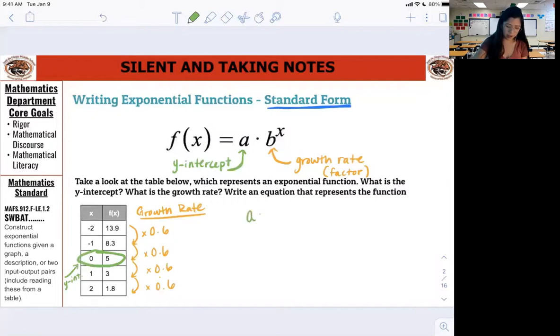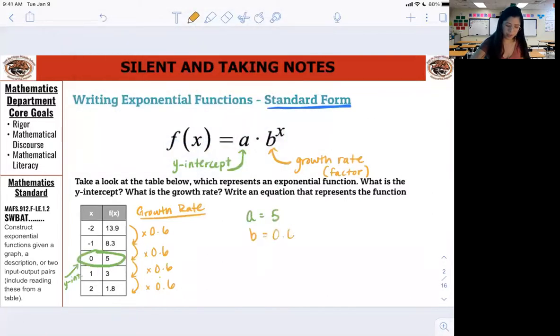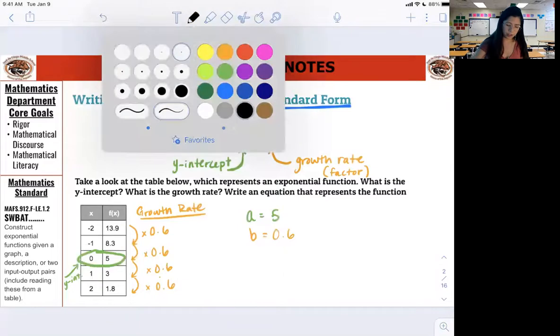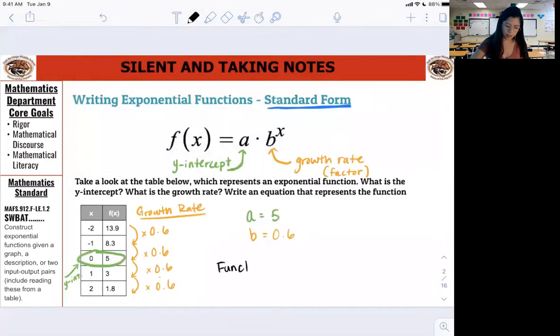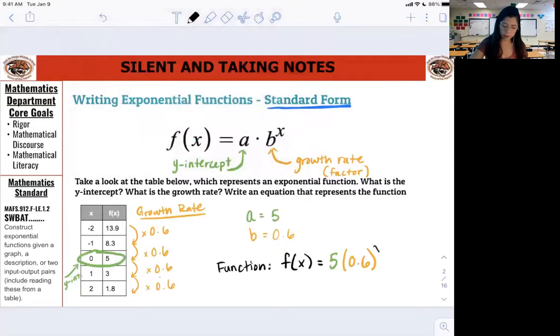I know that my A is 5, my B is 0.6, and now I can write my function. So my function would be f of x equals 5 times 0.6. You can use a dot in this example, but you can also use parentheses because both of those mean the same thing. We're multiplying. And then the exponent is my x, so to the power of x. And that is my function for this table.